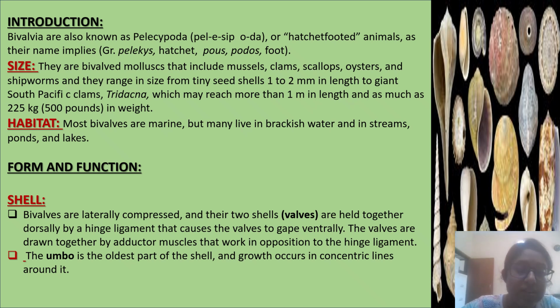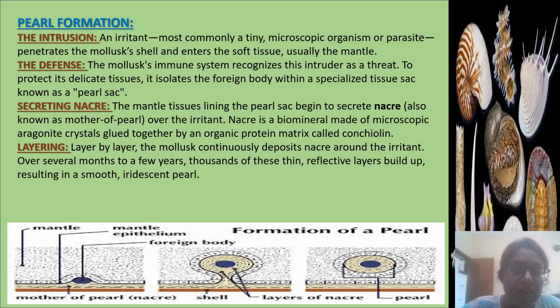Bivalves are laterally compressed and their two shells, that are called valves, are held together dorsally by a hinge ligament that causes the valves to gape ventrally. The valves are drawn together by adductor muscles that work in opposition to the hinge ligament. The umbo is the oldest part of the shell and growth occurs in concentric lines around it.